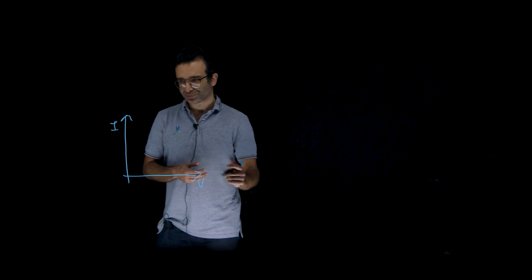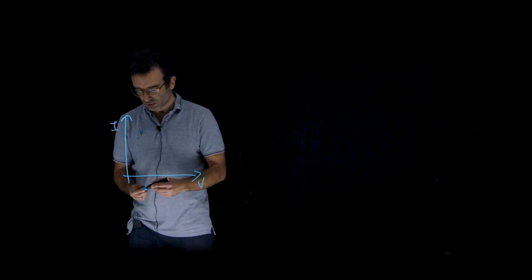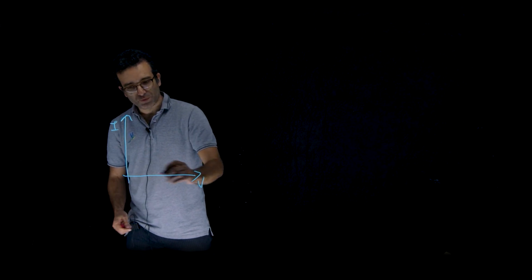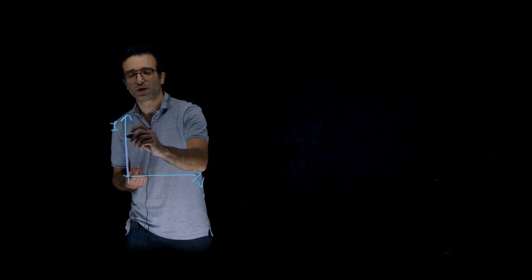For example, a SQUID could have an IV that looks like this. So I will take another color here. If you're below a certain current, you're in the superconducting state, so you have zero voltage. So you're along this line here, okay? Zero voltage, until you reach the critical current here.